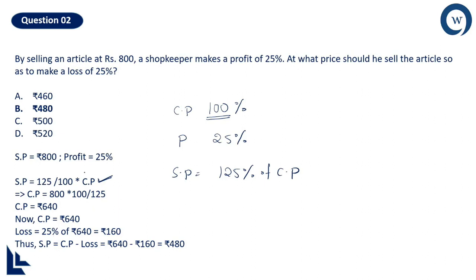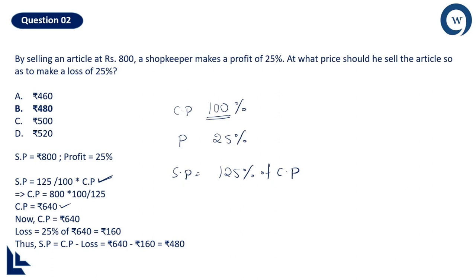So if I want the cost price, then take this 100 to the other side, it will become 800 into 100. How did I get this 800? Because selling price is given as 800 already. So I am calculating for cost price, take all the entities to the other side. So 800 into 100 divided by 125. So that gives me the cost price as 640.